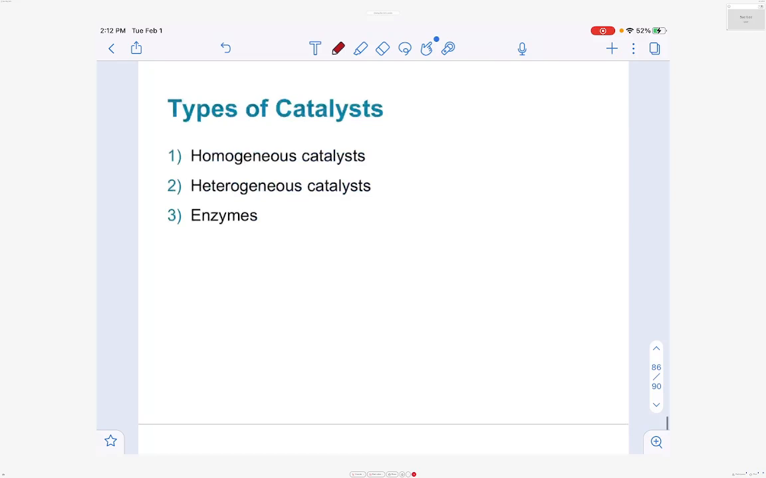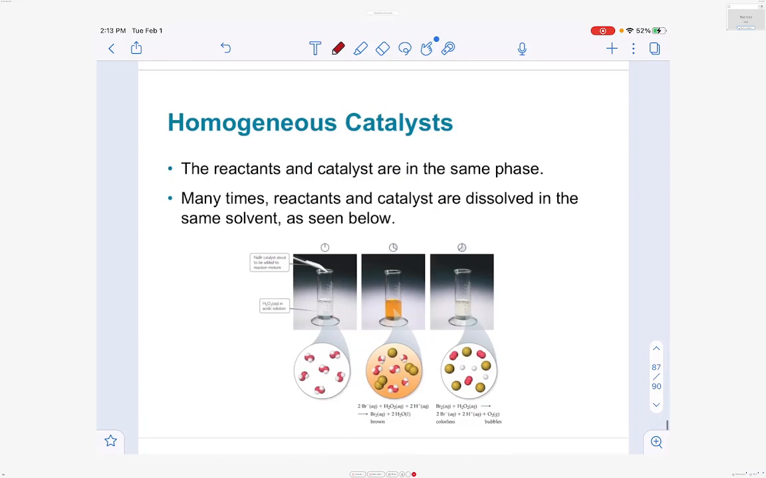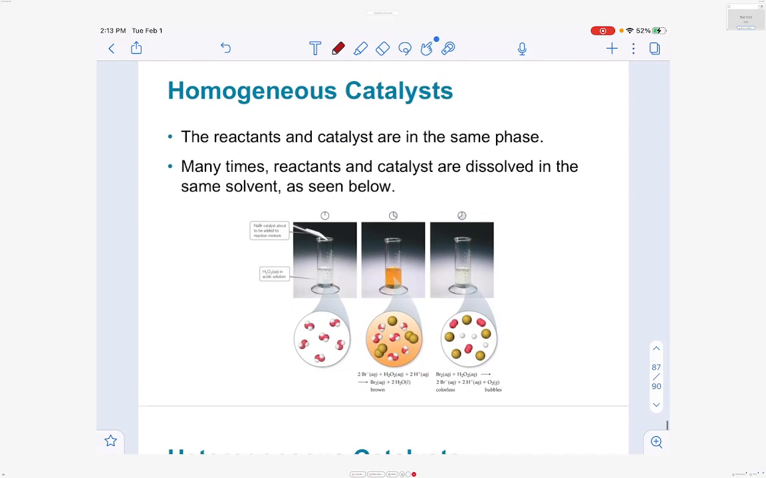There are three types of catalysts: homogeneous catalysts, heterogeneous catalysts, and enzymes. First of all, let's take a look at the homogeneous catalyst. For homogeneous catalysts, the reactants and catalysts are in the same phase.